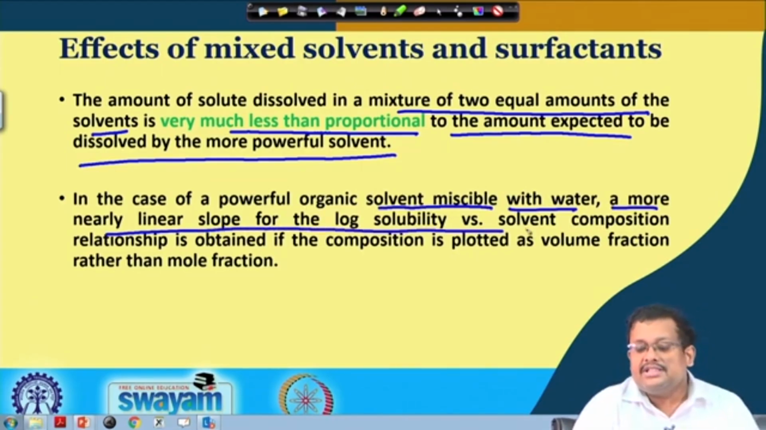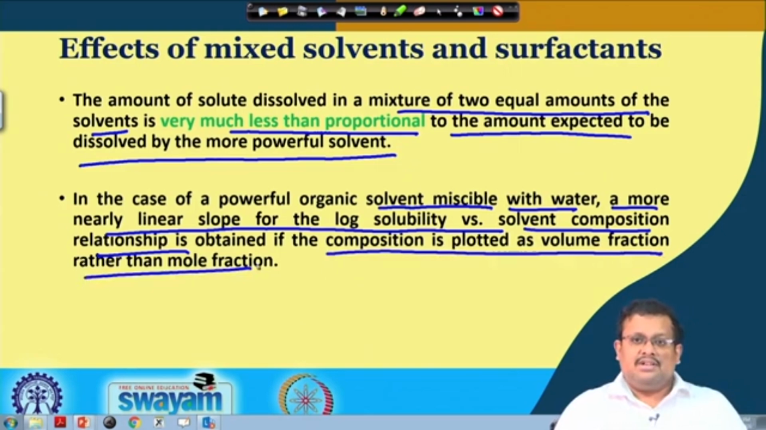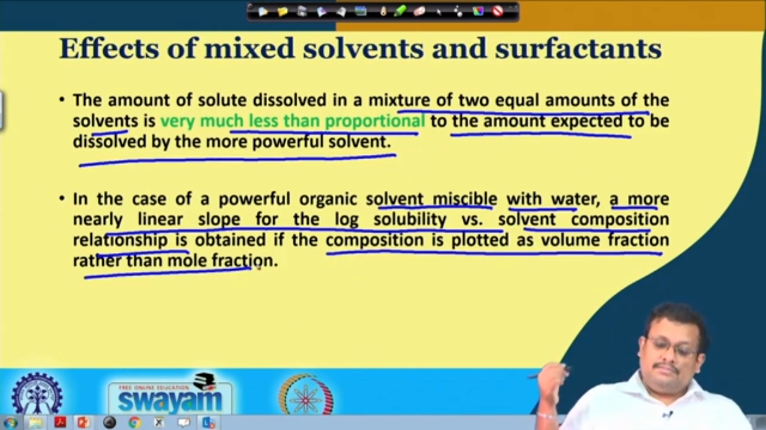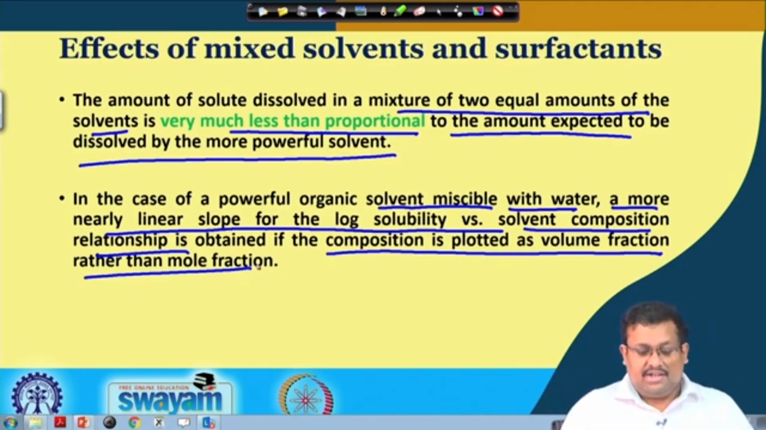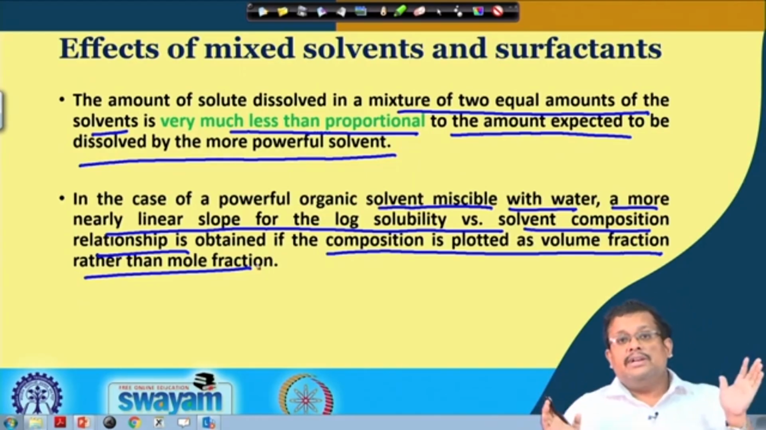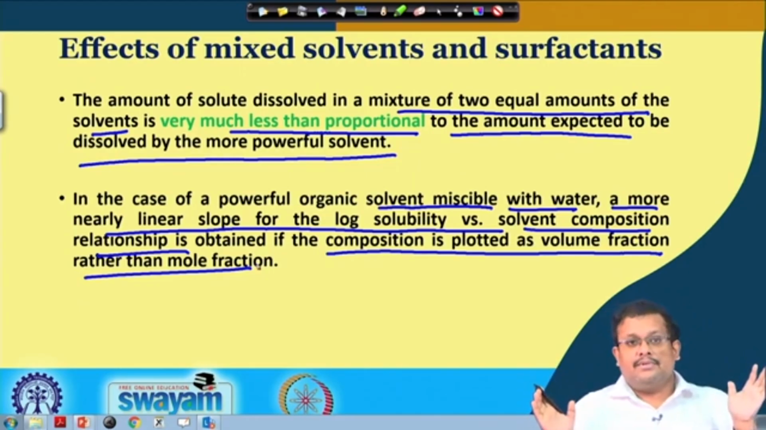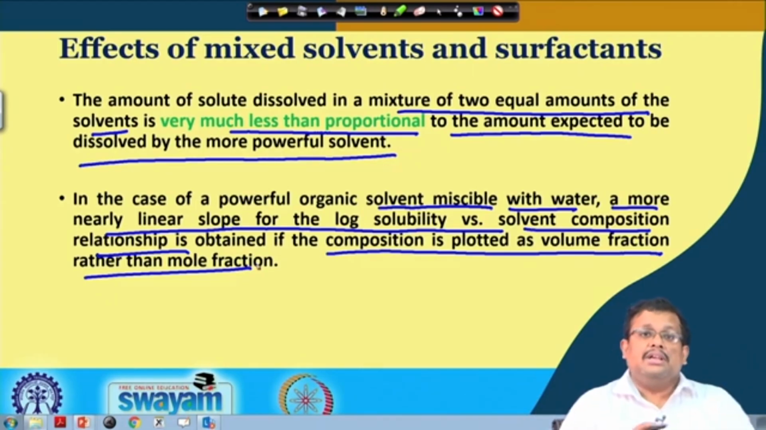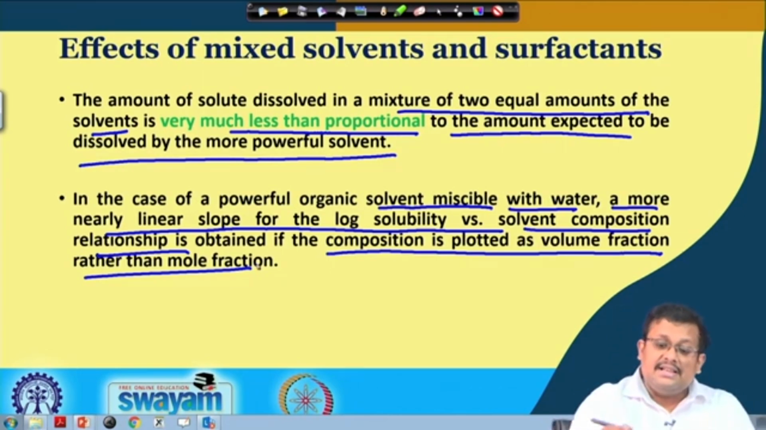Now, in the case of a powerful organic solvent miscible with water, a more nearly linear slope for the log solubility versus solvent composition relationship is obtained if the composition is plotted as a volume fraction rather than mole fraction. So, if you plot the composition in terms of volume fraction as compared to mole fraction, we will see a more linear slope for the log solubility and solvent composition relationship. And what is the precondition? The precondition is that there is a powerful organic solvent miscible with water. So, this is the relationship again, effects of mixed solvents and surfactants.